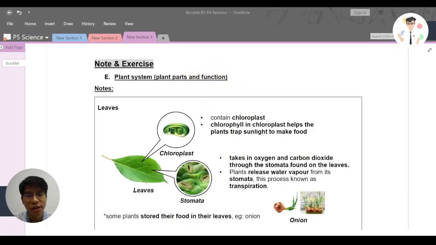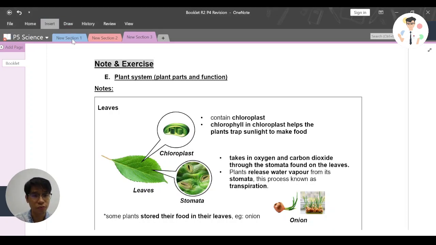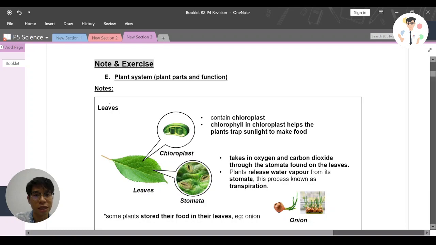Welcome back to digital class, and now let's look at the plant system, plant parts and function together. As you know, for the plant system, we'll be focusing on three main parts of the plants, which are the leaves, the stem, and the roots. So first, let's look at the leaves.